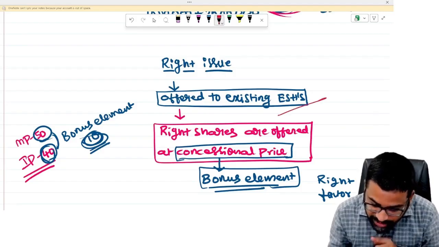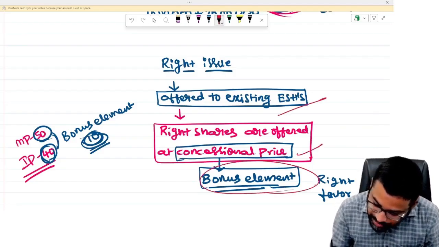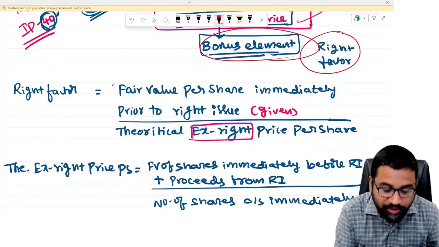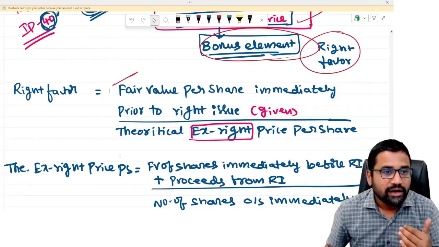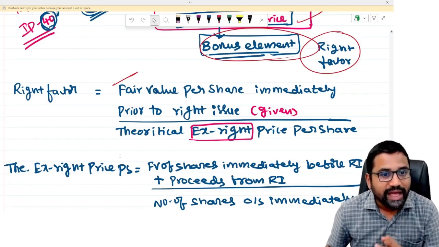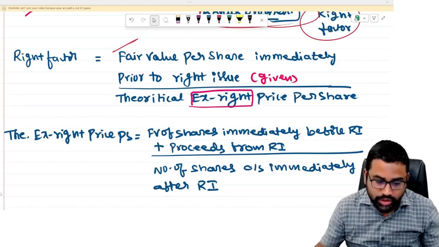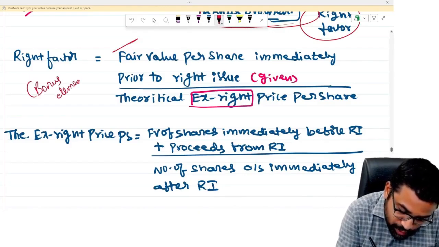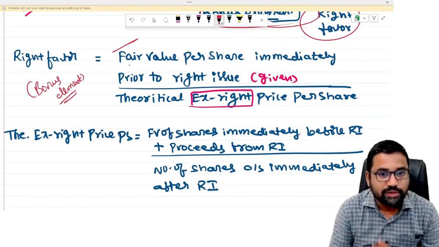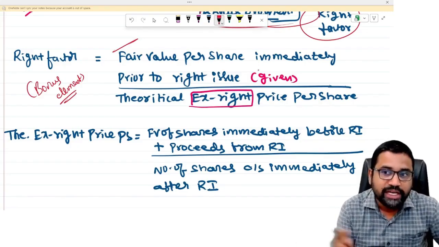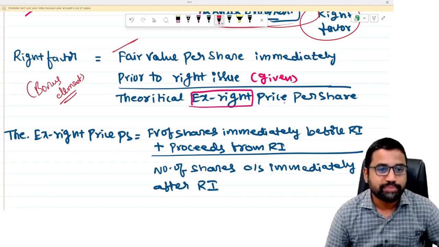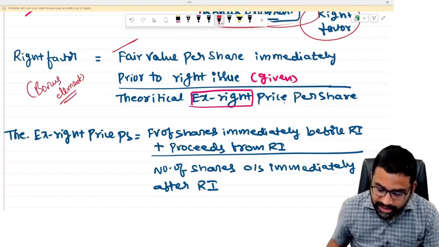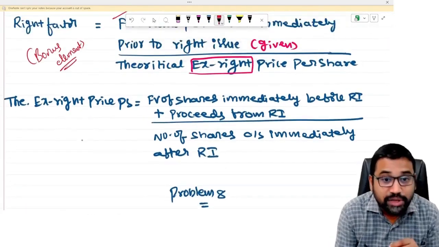A rights issue is offered to the existing shareholders. When rights shares are offered at a concessional price, there is a bonus element in the rights issue, which we call the rights factor. Now, how to find out that rights factor or bonus element? Simple, there is a formula: fair value per share immediately prior to the rights issue divided by the theoretical ex-rights fair value per share. How to find this theoretical ex-rights price per share? Fair value of shares immediately before the rights issue plus proceeds from the rights issue, divided by the number of shares outstanding immediately after the rights issue.